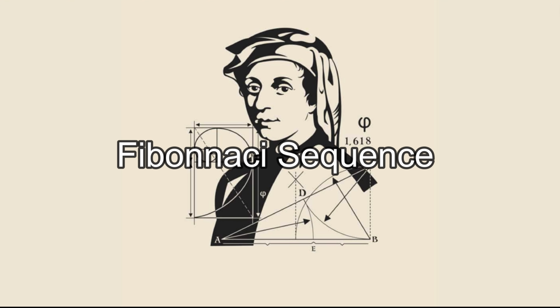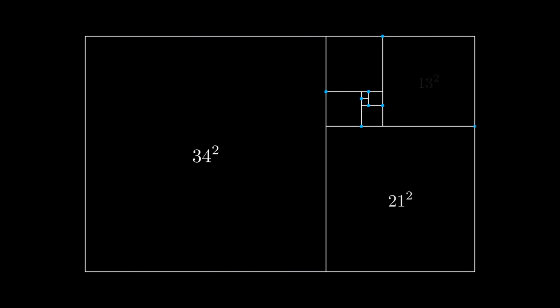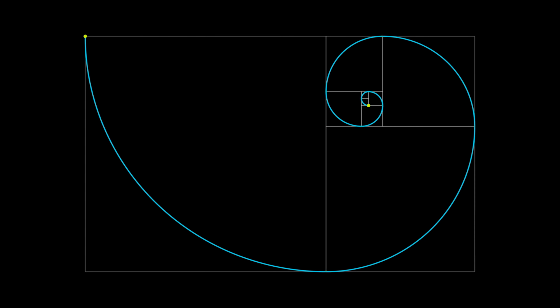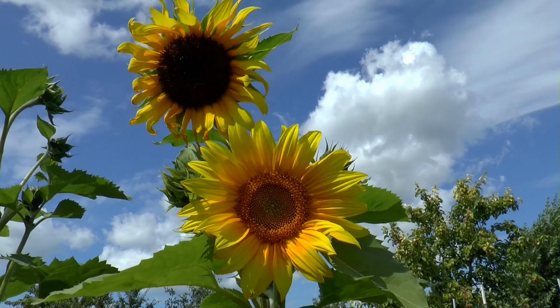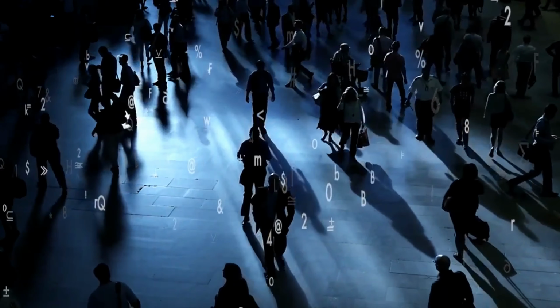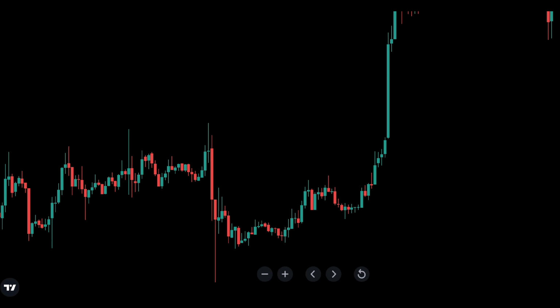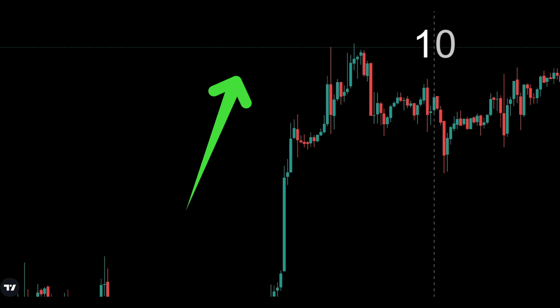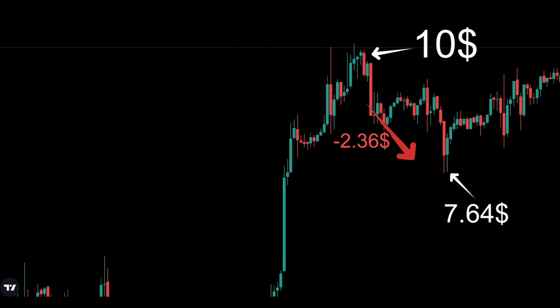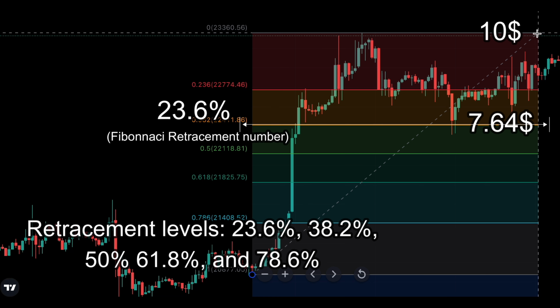The Fibonacci sequence, a magical sequence of adding the previous two numbers that produces the golden ratio, found all across nature in magical ways. And it exists in finance too. Suppose the price of a stock rises to $10 and then drops $2.36. In that case, it has retraced 23.6%, which is a Fibonacci number.